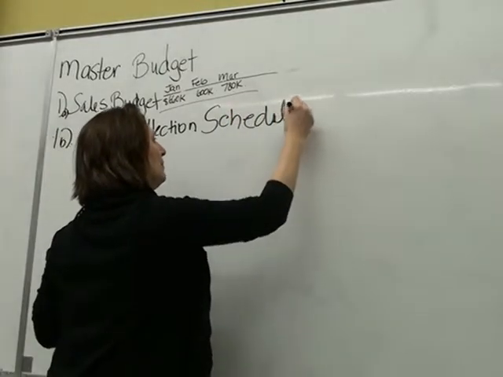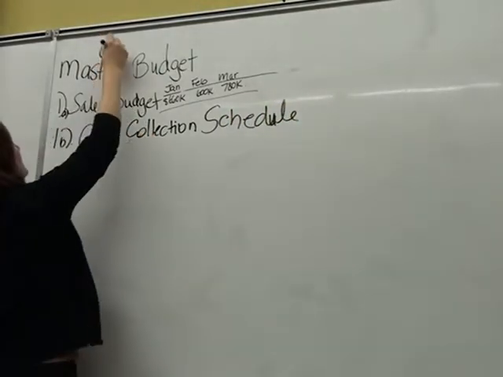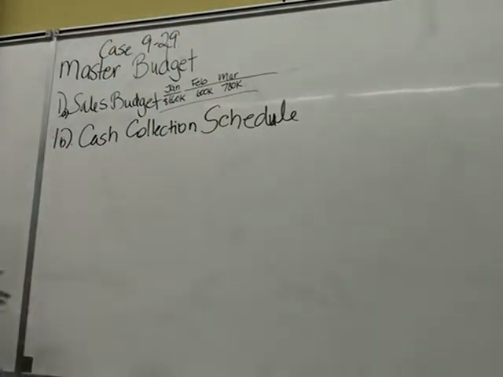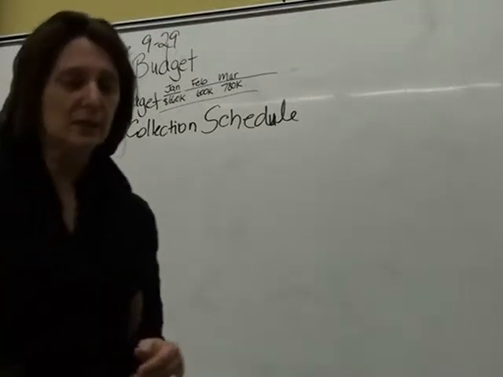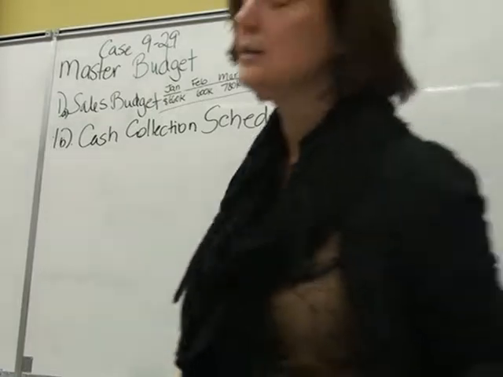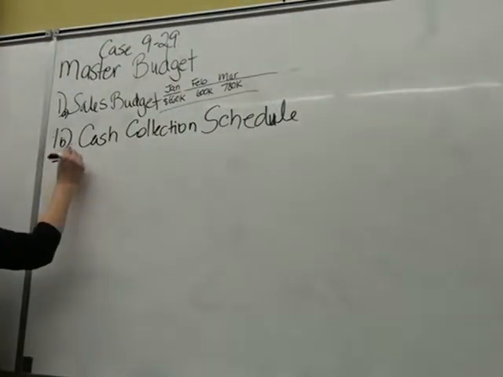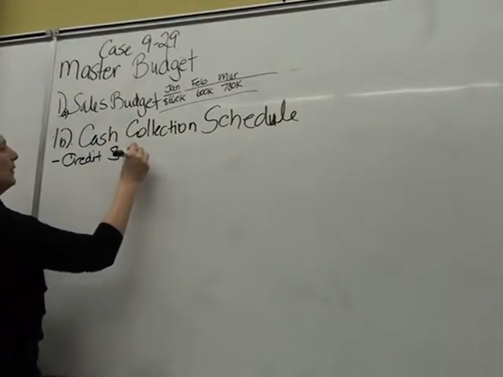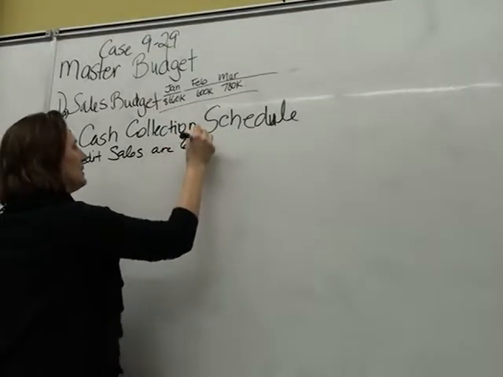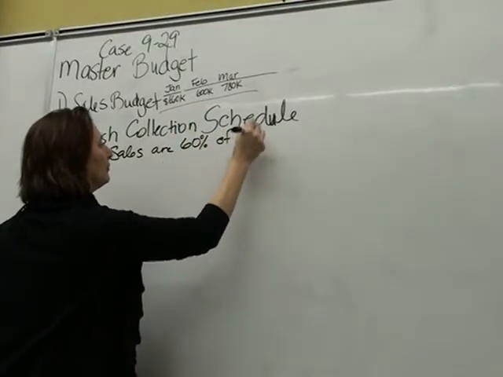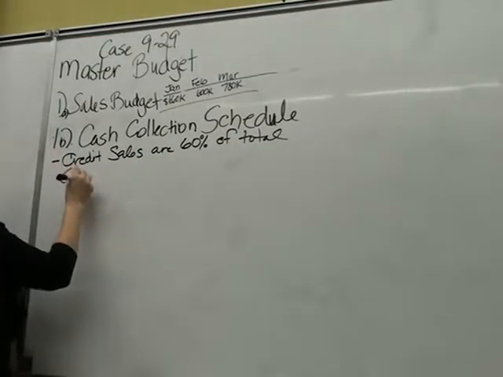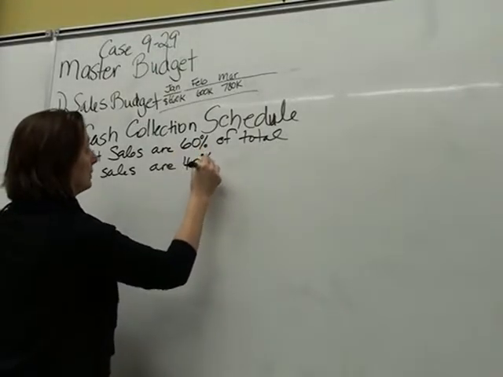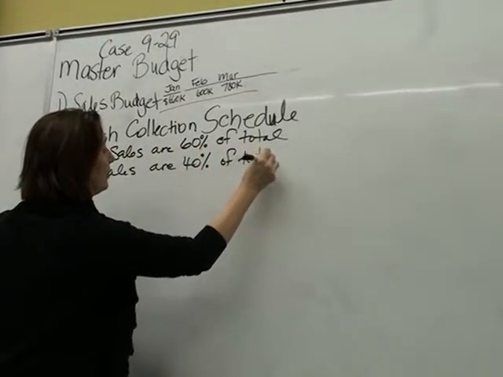So in this example, this is case 9-29. In case 9-29, they tell us that credit sales are 60% of total sales, right? Credit sales are 60% of total, which means that cash sales are 40% of total, right? Because it's one or the other.